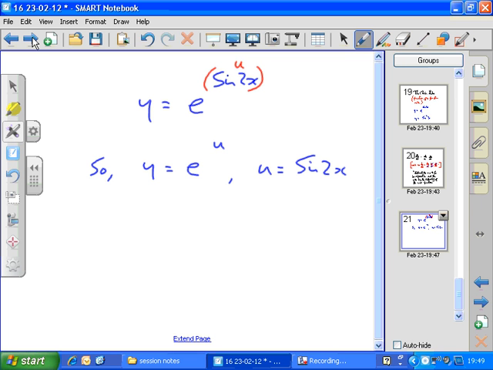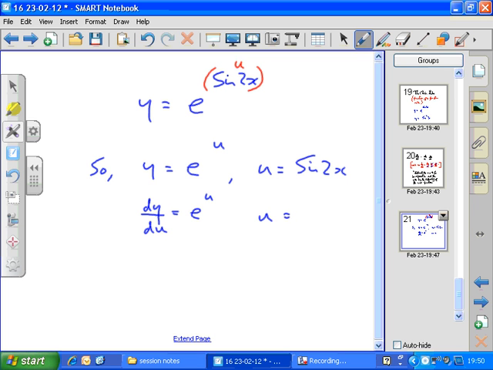Now I differentiate. What the chain rule tells me to do is to differentiate y with respect to the inner function, to u. So I find what's dy by du. And again, be careful of your y's and u's. Dy by du equals e to the u, because it's its own differential, isn't it? Back to your table of differentials, e to the u is just e to the u. That exponential function is the only one that's its own differential.